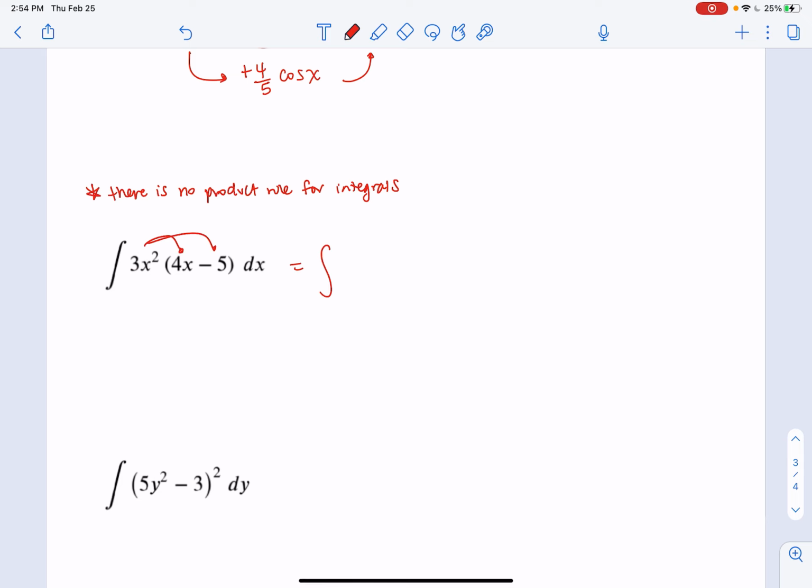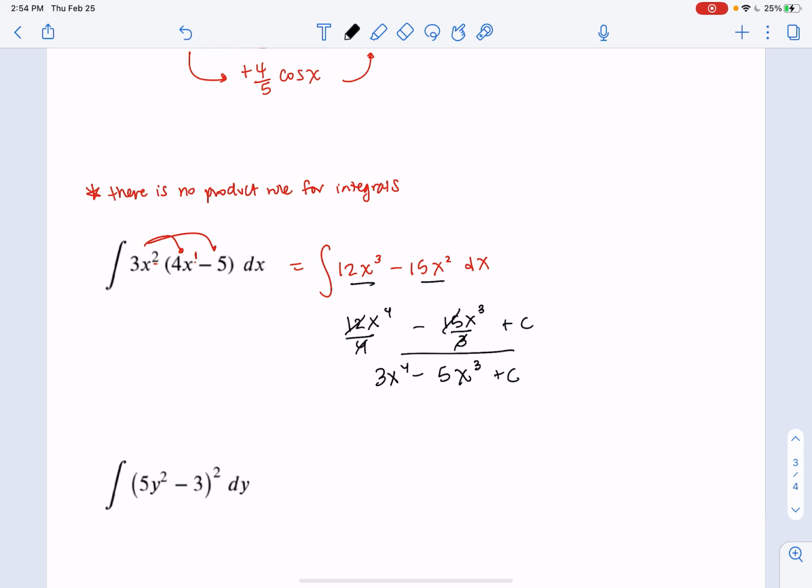And we get 3x squared times 4x to the 1 gives us 12x cubed, because the x squared and x to the 1 will add the exponents, minus 15x squared dx. And now we can use the power rule on each piece. So the first piece is 12x to the 4th over 4, minus 15x cubed over 3 plus c, and we'll simplify it to 3x to the 4th minus 5x cubed plus c.